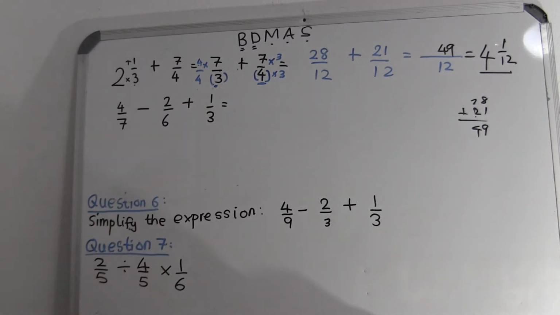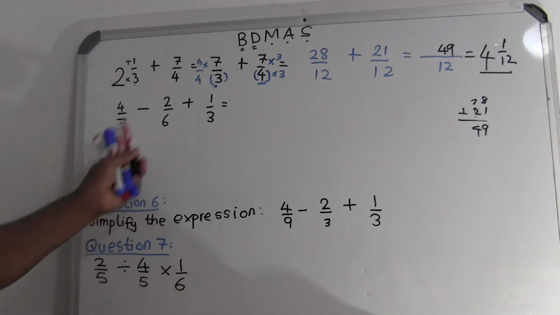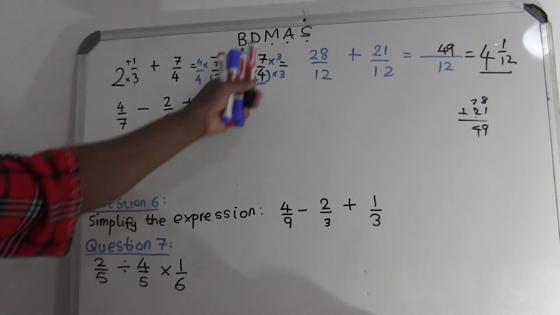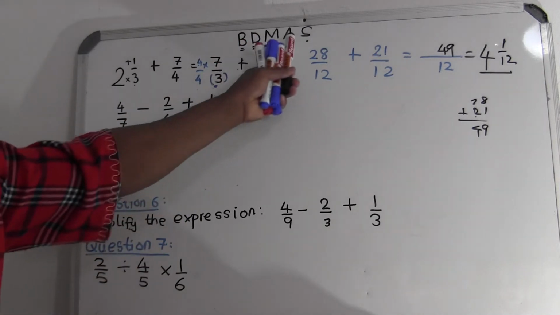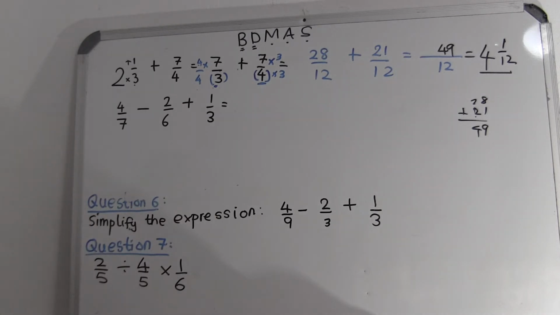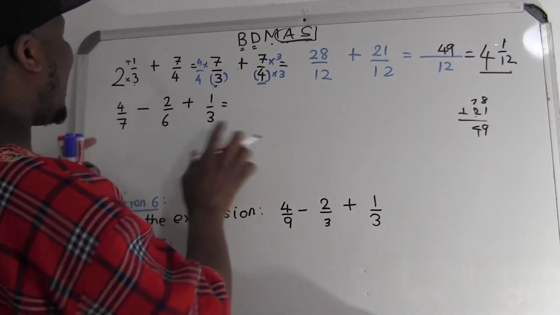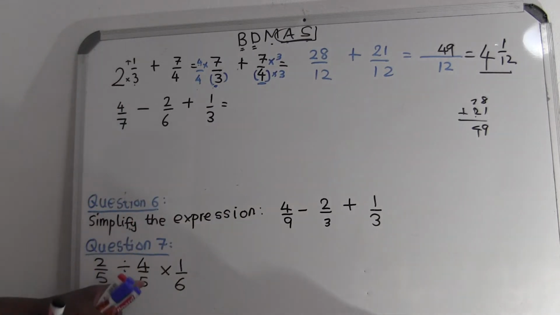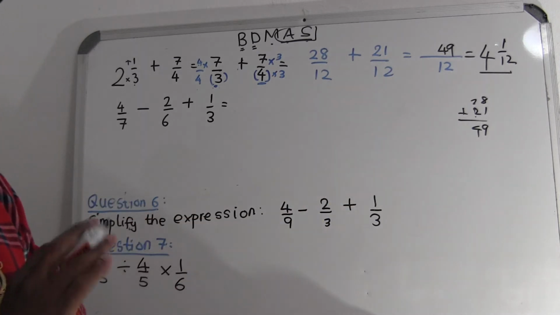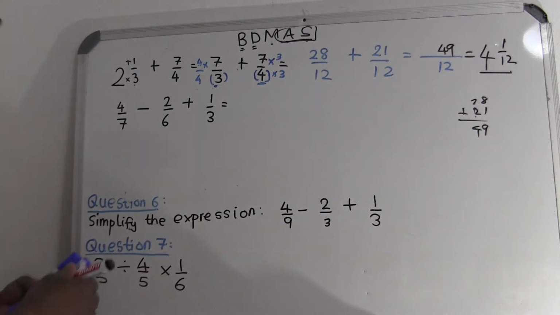So BODMAS, you can start with the bracket. Do you have a bracket? No. Do you have a division? No, there's no division. Multiplication? No multiplication. Addition? Yes, I can take addition. But for this case, if you only have addition and subtraction, it doesn't matter. You can do either way. But when you have a mix like this, that's where the problem comes. But if only plus and minus, don't stress.